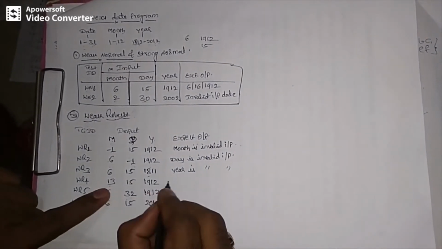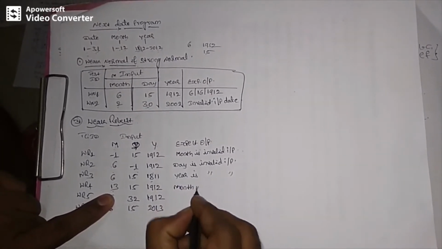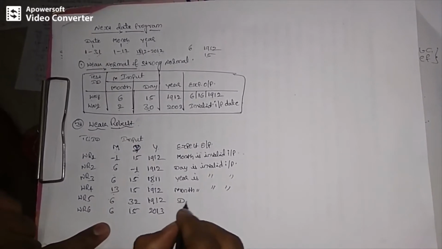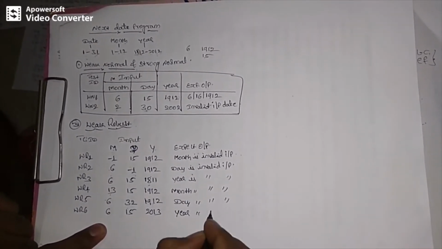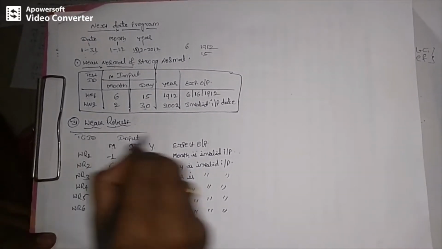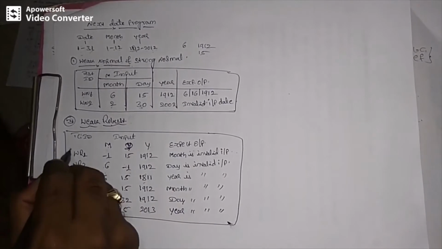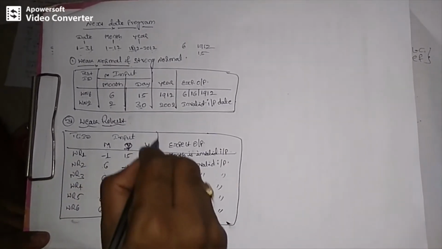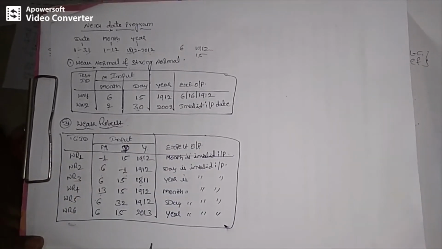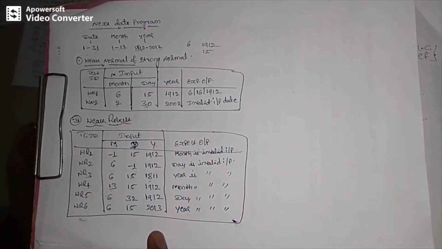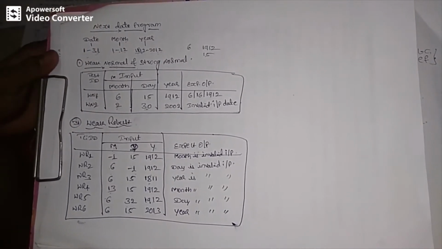Now similarly you can write it here. Month is invalid input, day is invalid input, and year is invalid input. These are the expected output results for your weak robust test cases. So this is how we have written weak robust test cases for your next date problem.